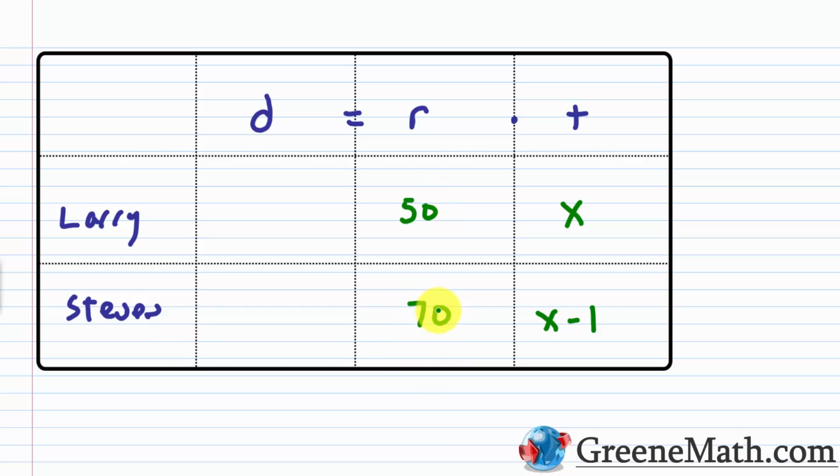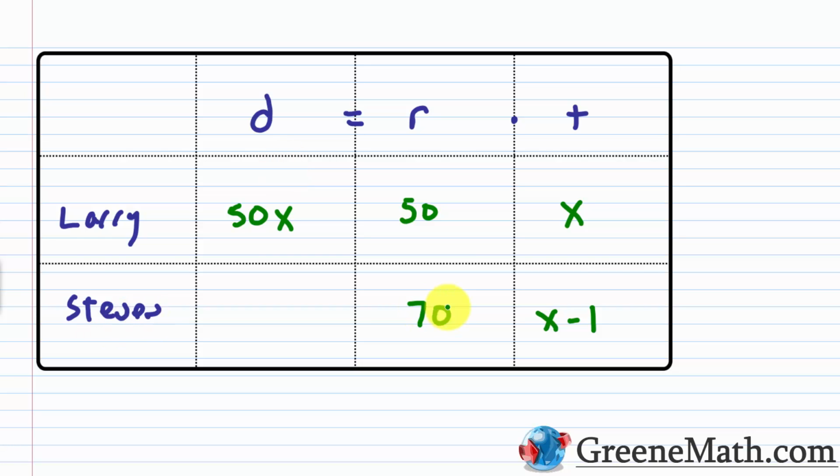Now, if I have a rate of speed and I have a time, I have a distance, right? Because I can just multiply. R times T gives me D. So 50 times X is 50X. And that's my distance that Larry's going to travel, again, when they're 290 miles apart.